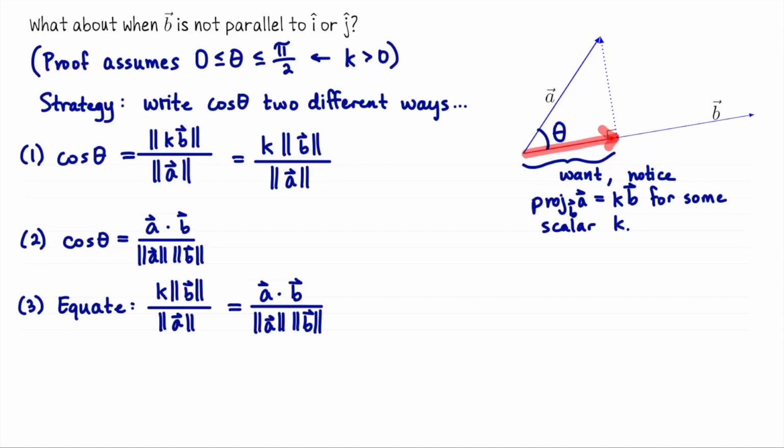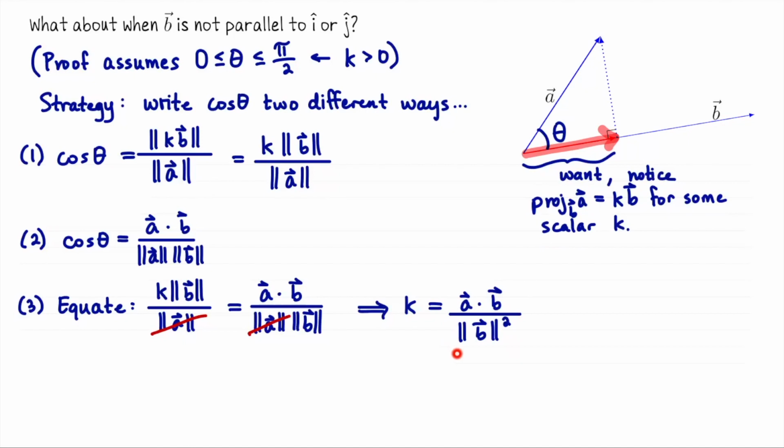We can do some simplifications, so let's multiply both sides by the length of A. That cancels that out of the denominator. What we're looking for is that scalar k. So now if I divide both sides by the length of B, we can solve for k. And we find that that scalar k that we're looking for is A dot B all over the length of B squared.